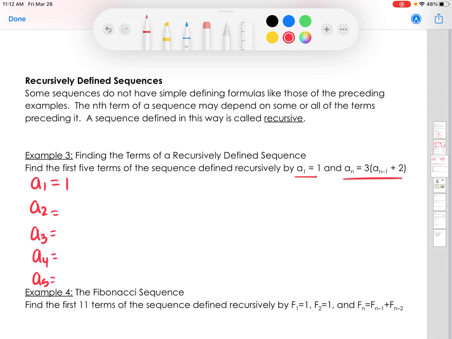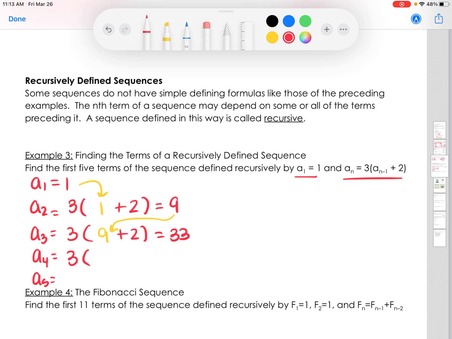In order to do so, we have 3 times the previous term plus 2. So we're going to take this previous term and plug it in. That's going to give us 3 times 2, or 3 times 3, so we're going to get 9. And we're going to do the same thing. So 3 times the previous term plus 2. We're going to plug that 9 in. So 9 and 2 is 11, times 3 is going to give us 33.